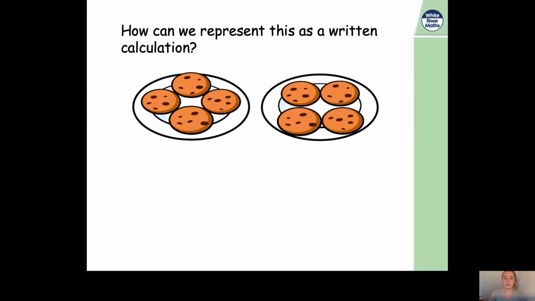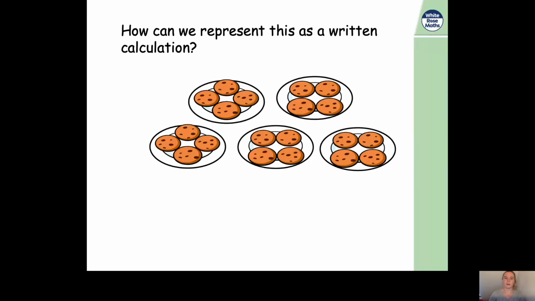Now we're going to write a written calculation using the division sign. Now we start with how many cookies there are altogether, which we said was 8. And then we need to divide it by how many groups there are, so how many plates there are, which is 2. And then the answer will give us how many cookies are on each plate after we've shared them. So look, we have 8 cookies all together. We've shared them between 2 plates, so divided by 2 equals 4 because there are 4 cookies on each plate.